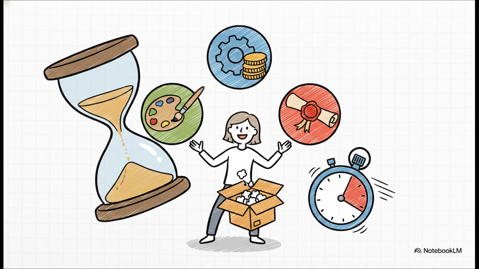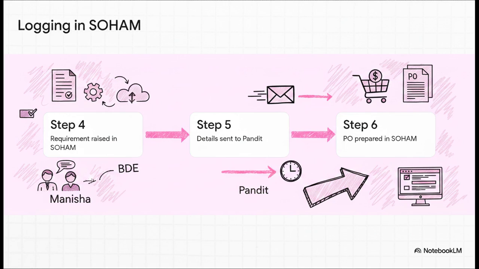And what's honestly amazing about this is that the source document mandates all this be done within a razor-thin 1 to 2 day window. Some things like confirming plate charges have to be done in just 2 hours. Seriously, 2 hours. Once those grueling micro details are finally ironed out, we hit Steps 4, 5, and 6. The BD, along with a designated team member, noted in our source as Manisha, logs the formal requirement into SOHUM.